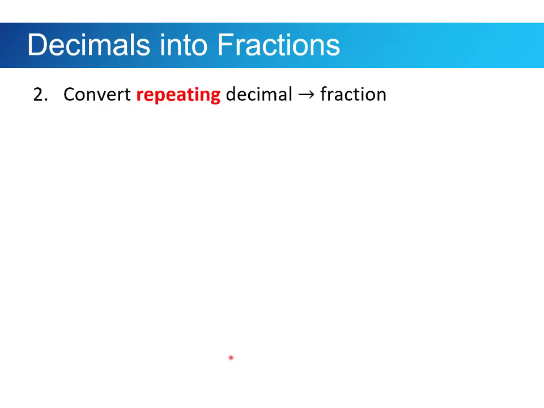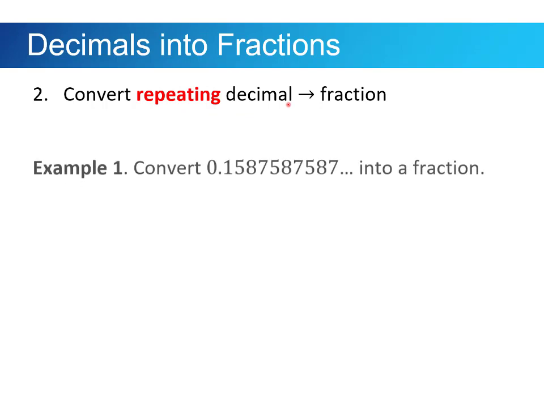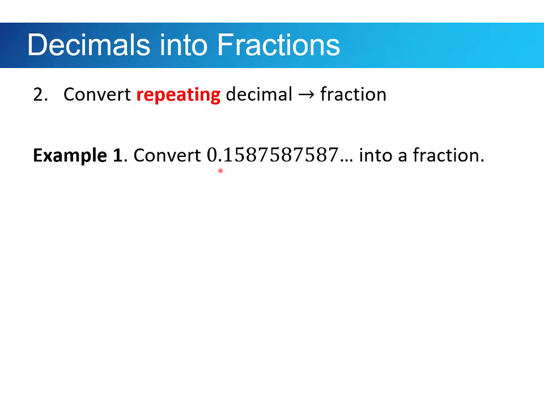Let's take a look at the more challenging but more interesting problem of converting a repeating decimal into a fraction. I'll do 3 examples. Here's the first one. Example 1, convert 0.1587587587 into a fraction. We see that the repeating part is 587, and there's a 1 at the beginning, but that's okay. The first thing to note in this procedure is identify how many digits long the repeating part has. In this case, the repeating part has 3 digits.